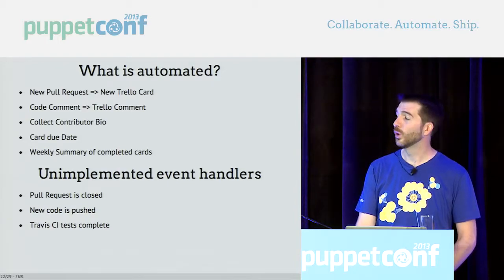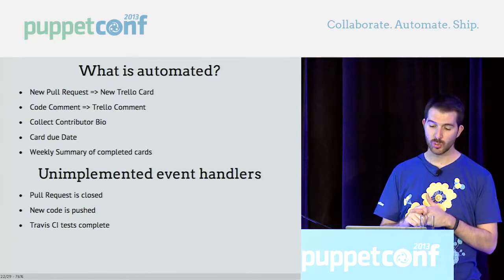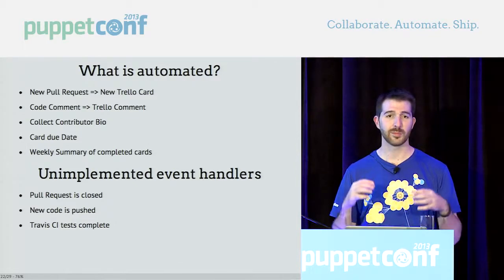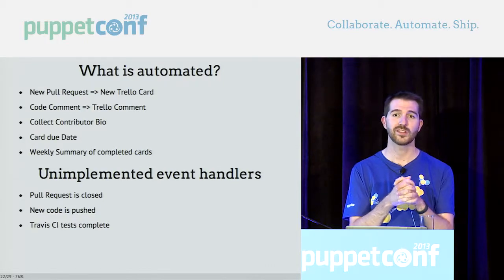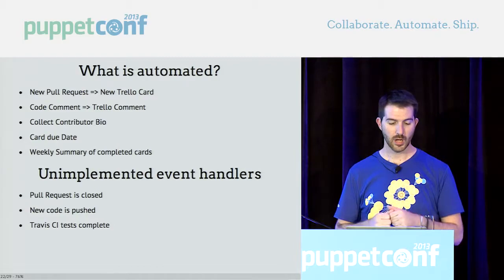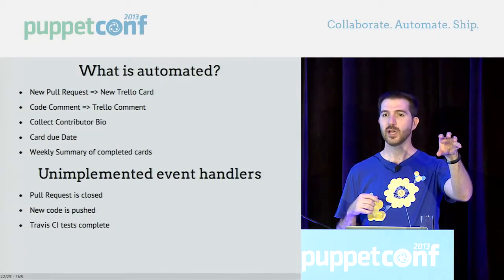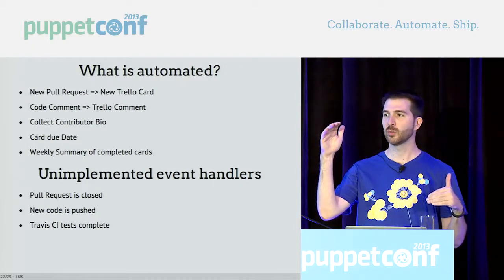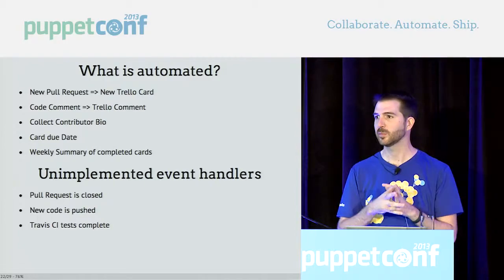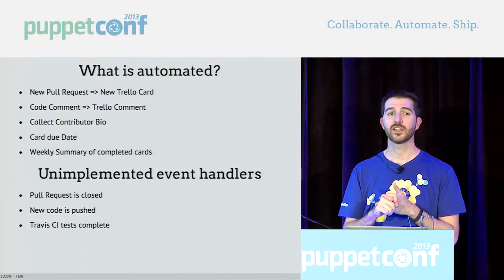All right, so what have we automated with this project? Like I mentioned, a new pull request creates a new Trello card. Whenever somebody comments on an existing pull request, that comment is automatically copied over to the Trello comment. We reach back into the GitHub API and collect the contributor biographical information. We get their gravatar image so we can see a nice picture of them. It automatically calculates a due date.